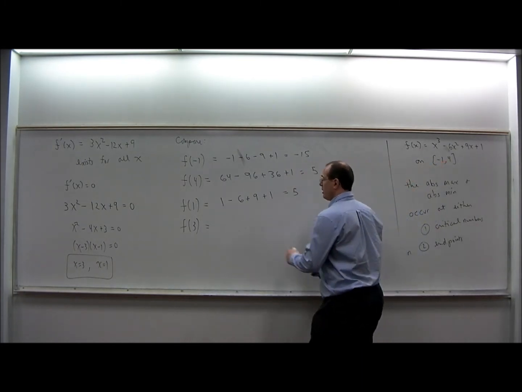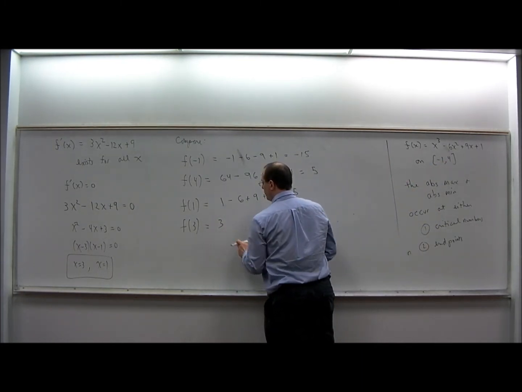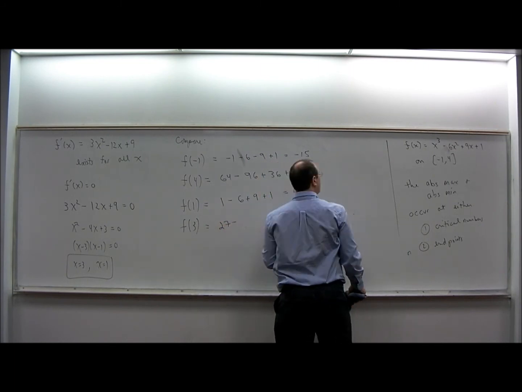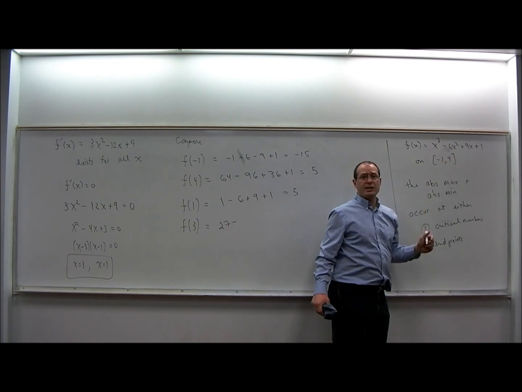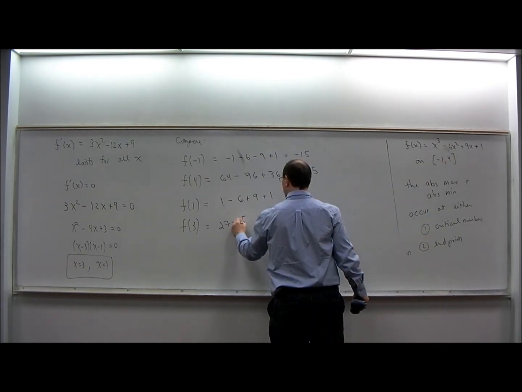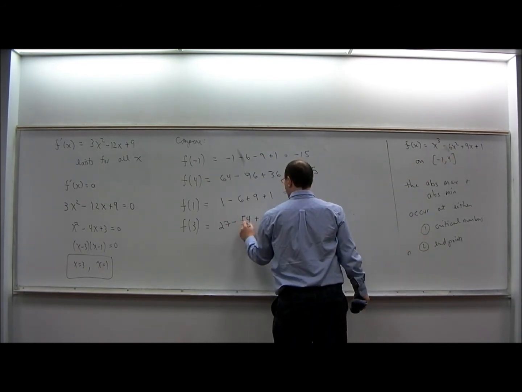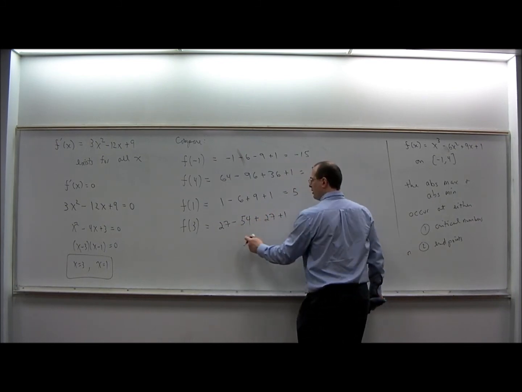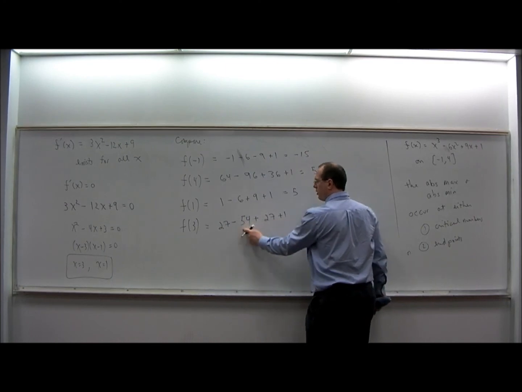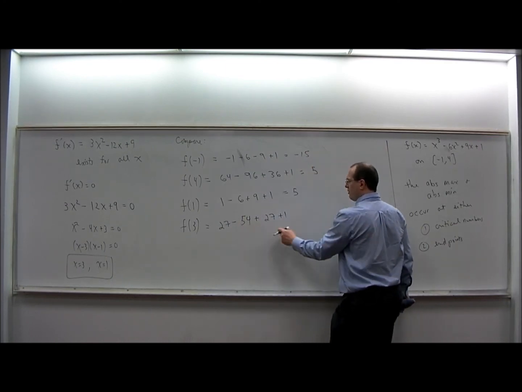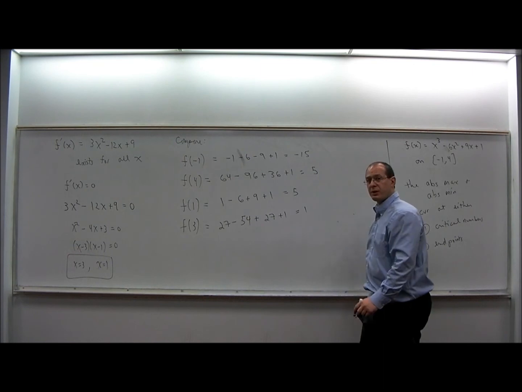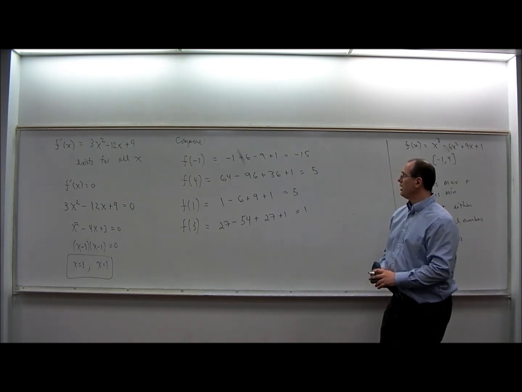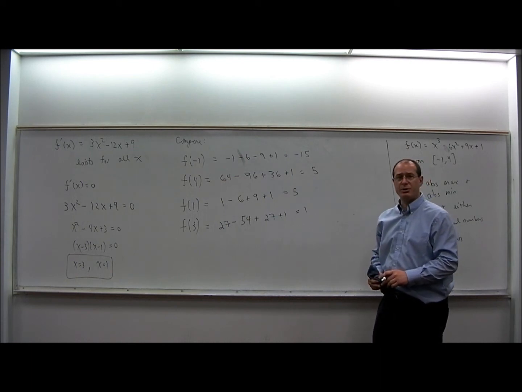F of 3: 3 cubed is 27. And then minus 3 squared is 9, 9 times 6 is 54. And then plus 9 times 3 is 27. And then plus 1. 27 and 27 are 54, so that minus 54 makes 0, plus 1 is 1. Okay, so now we can look and see the absolute max and the absolute min.